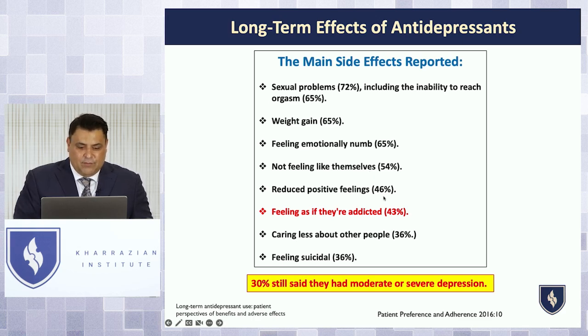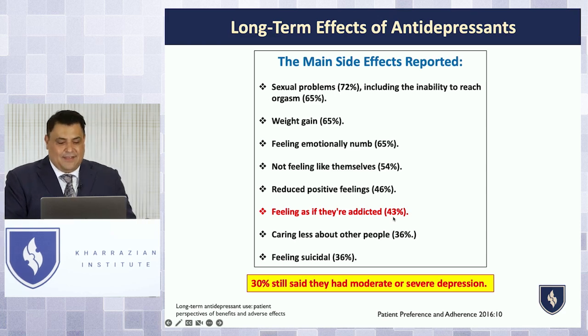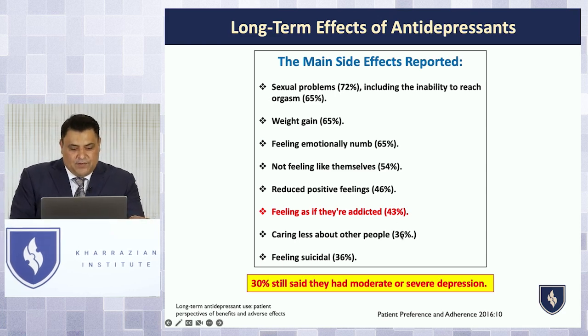Reduced positive feelings, 46%. 43% feel they're addicted. Caring less about people, 36%. Feeling suicidal, 36%. 30% still said they had moderate or severe depression. So now not only is it not working, not having any effect, but now they have some of these side effects reported. So there is a problem with long-term use of antidepressants.